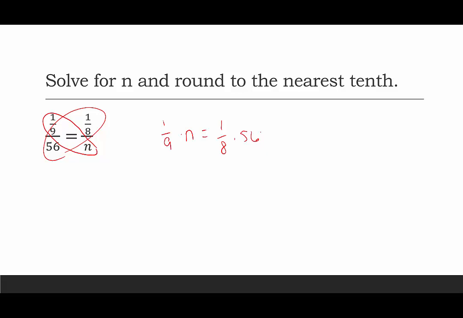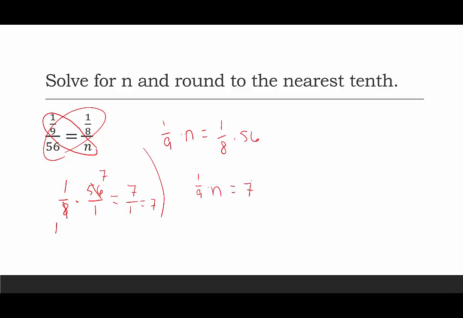So do I. What we're going to do is we're going to just separately deal with 1/8 times 56. When we're multiplying and one factor is a fraction, let's turn all factors into fractions. So we'll put 56 over 1. Can I simplify before I multiply? Absolutely. 8 goes into itself once, and it goes into 56 7 times. Now when we multiply straight across, we get 7 over 1, which equals 7. So what we have now is 1/9 times n is equal to 7.